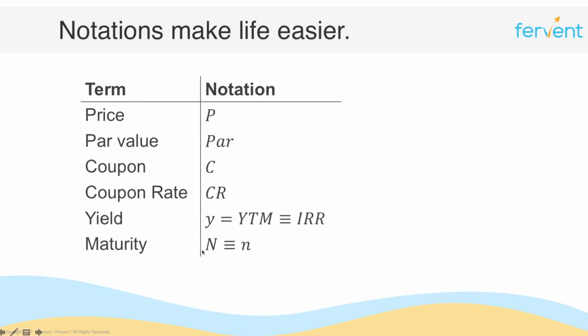Finally, I'm going to call the maturity capital N or little n. I'll end up using little n more in the equations and capital N when we're looking at timelines. Some people also call it T. I reserve T exclusively for some particular time period, but when I'm defining the maturity, I'll always call it N, so I'll be very consistent with that throughout this course.